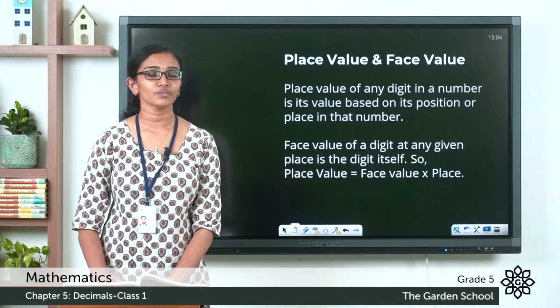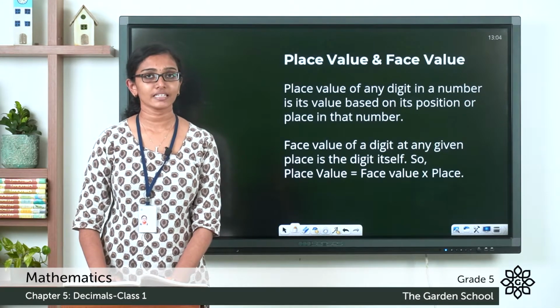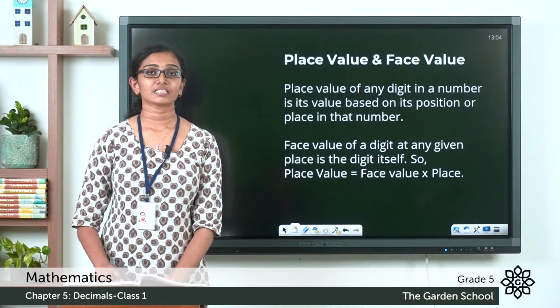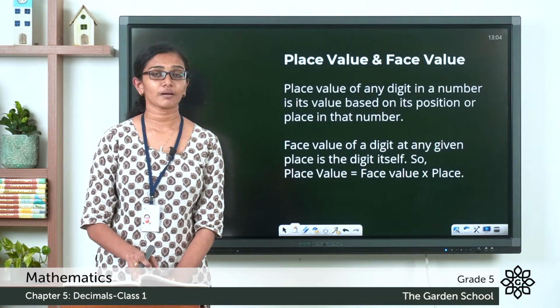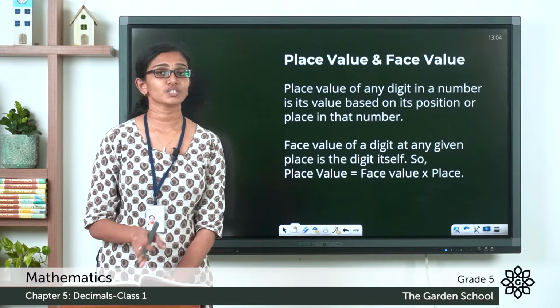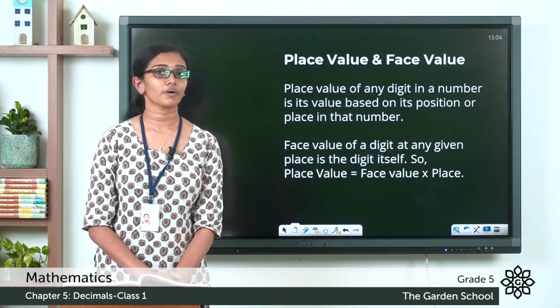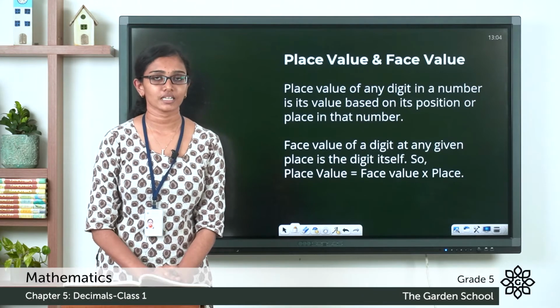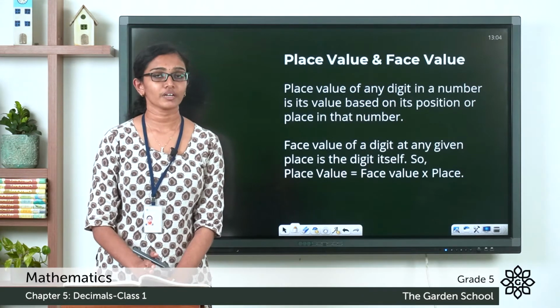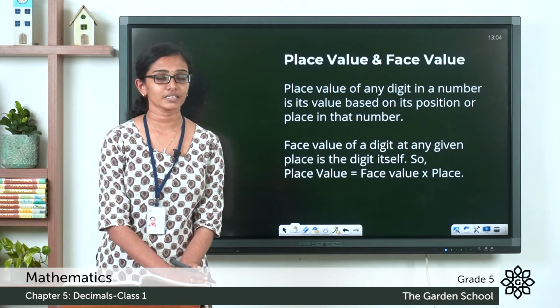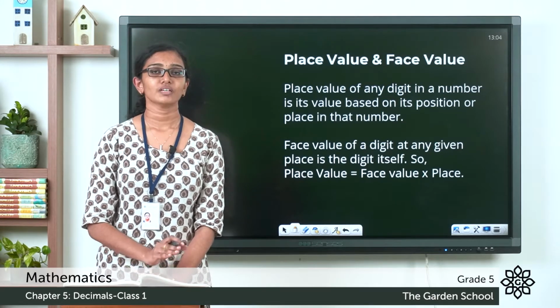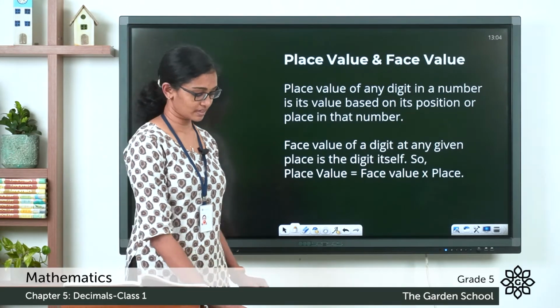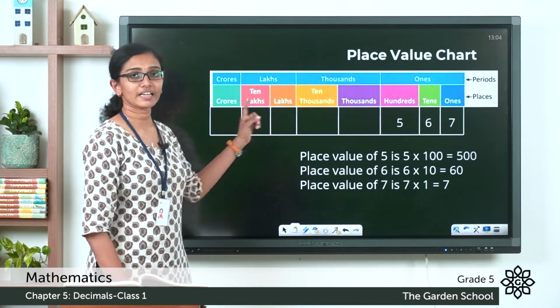What is place value? The place value of any digit in any given number is the value of the digit in that number with respect to its position in the number. And what about face value? Face value of any digit is the digit itself. So the place value of a digit changes according to the place, but the face value remains the same. Clear? Now, here is a place value chart.